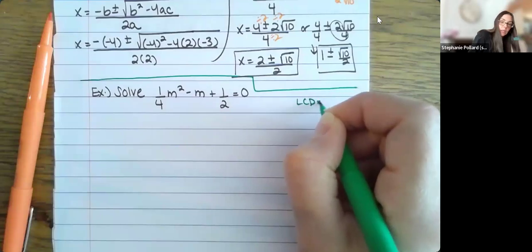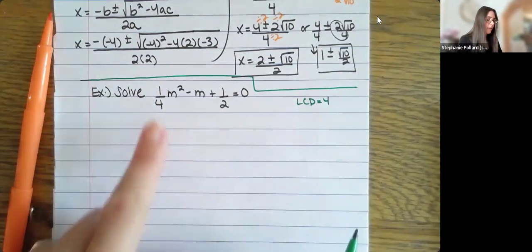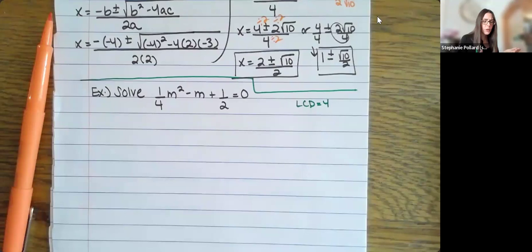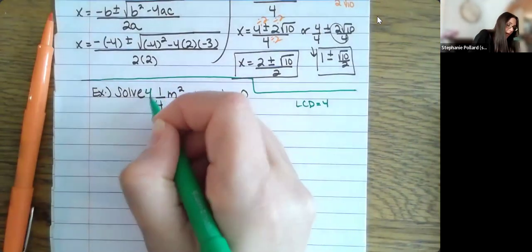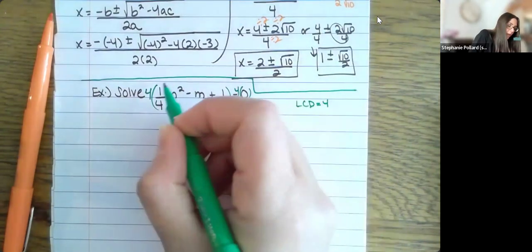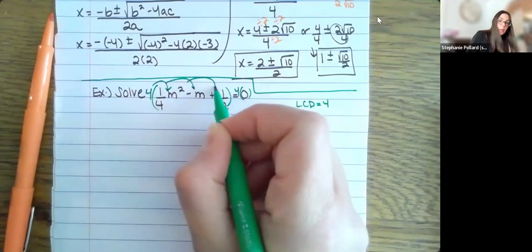The LCD we can use here is 4. My two denominators are 4 and 2. You could also use 8, of course, but we try to keep it as small as possible. So what you're going to do is multiply both sides by 4. And of course, make sure you're distributing that 4 to each piece.